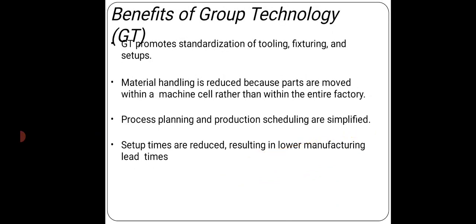So the benefits of group technology: group technology promotes standardization of tooling, fixturing and setups. Material handling is reduced because parts are moved within a machine cell rather than within the entire factory. Process planning and production scheduling are simplified. Setup times are reduced, resulting in lower manufacturing lead time. So by selecting group technology, we can manufacture the product in a particular time because of grouping all the machines.